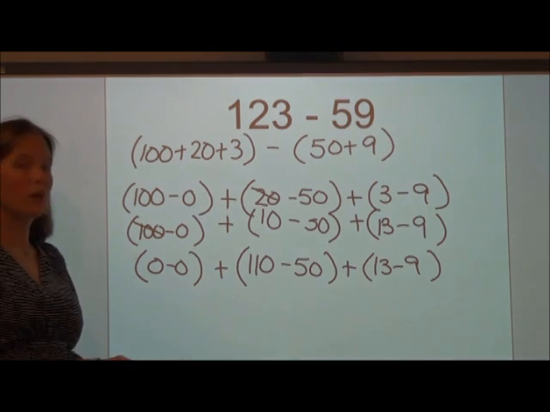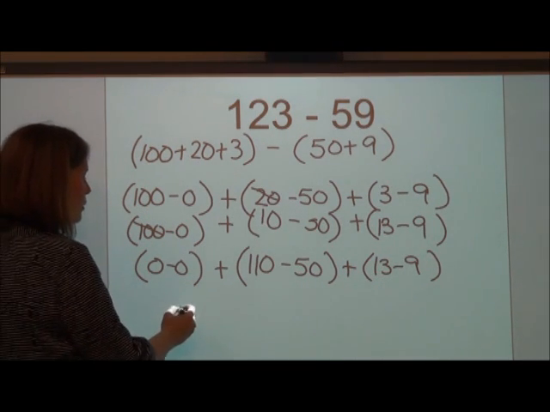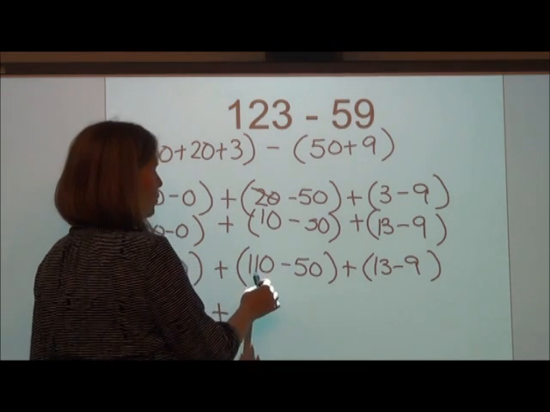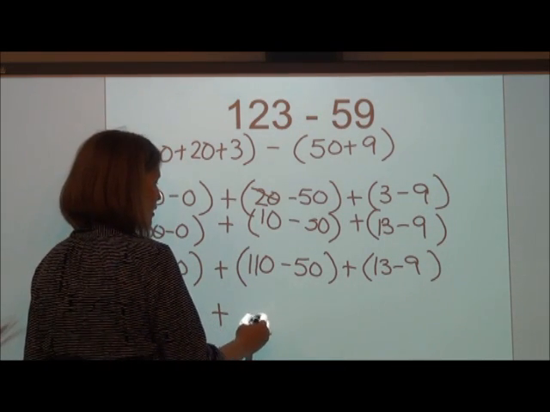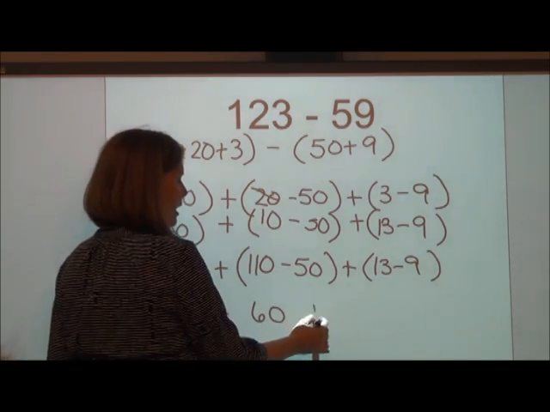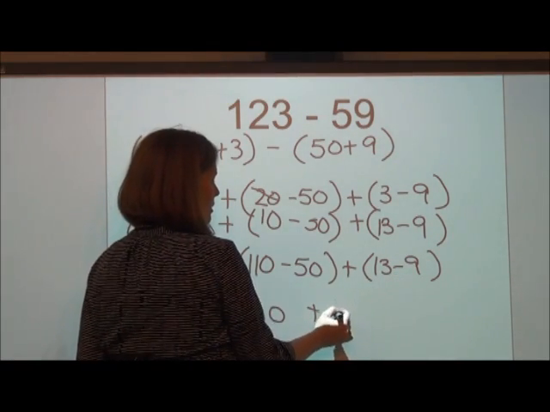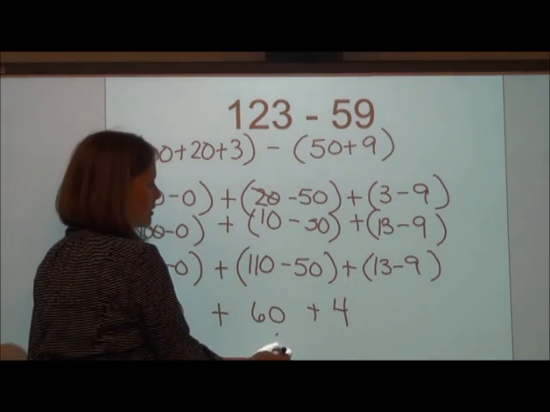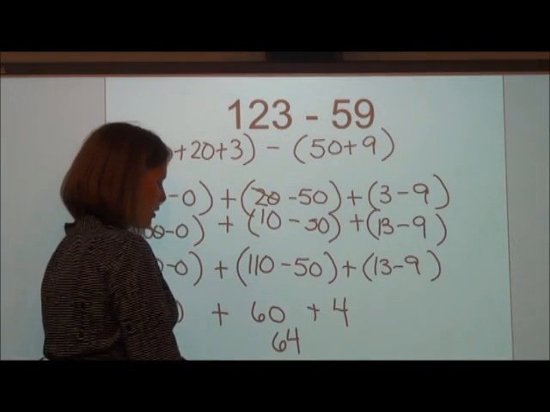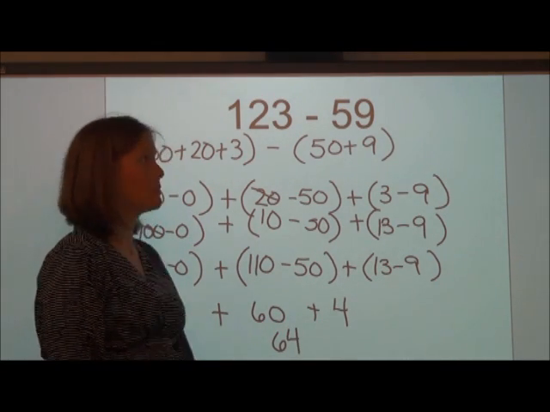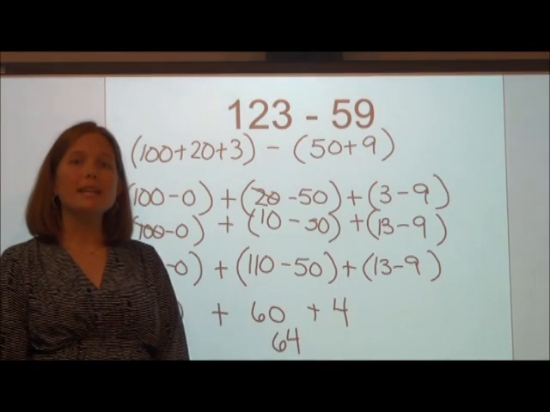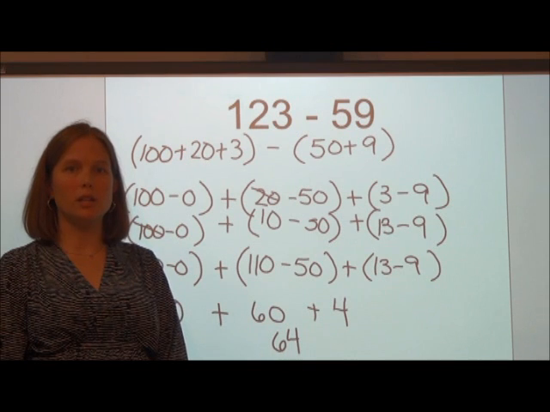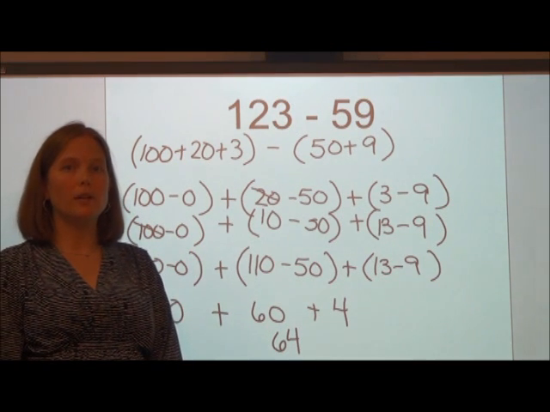Now all I have to do is go ahead and subtract. So I'm going to do 0 minus 0. That's going to give me 0. Then I'm going to do 110 minus 50. That's going to give me 60. And then 13 minus 9 is going to give me 4. And when we add all of those differences together, that's going to give me 64 as my final difference.